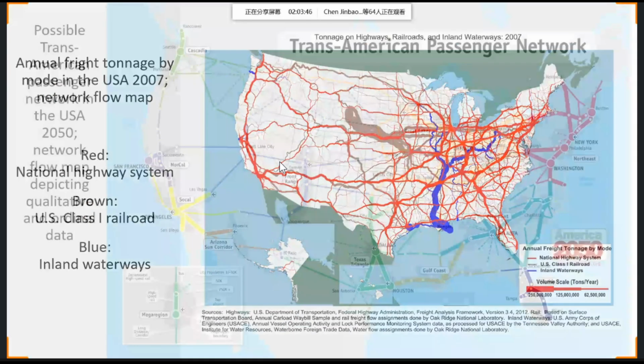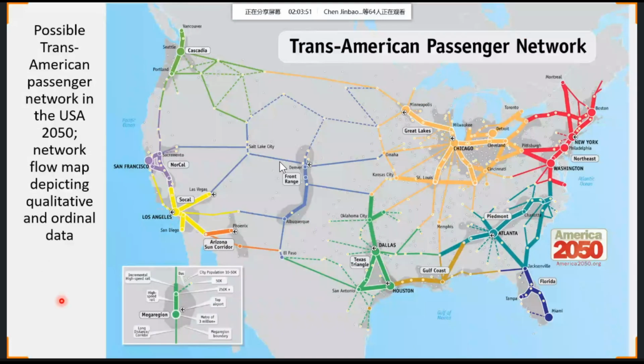Or that one, that's planned. I don't know if it's wishful thinking or if it's really something that will be realized until 2050. It's a bit of that what China already has, a very good network of high-speed connections. So this is a development in this direction in the United States. So these are possible. So it's not actually planned in that way. Some more concepts, potential concepts for the future. So possible trans-American passenger network in the United States.